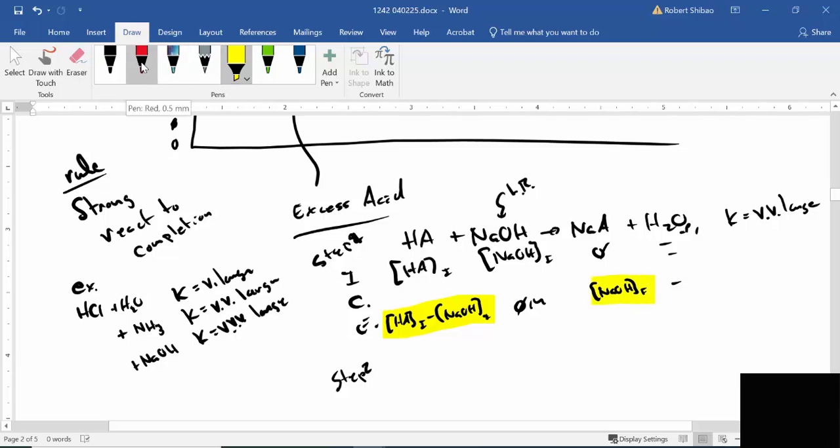What I see is I see a weak acid. And I see a weak base. When we have a weak acid, weak base combination, do you know what we call that? A weak acid plus a weak base we call a buffer. I'll talk about how buffers work.